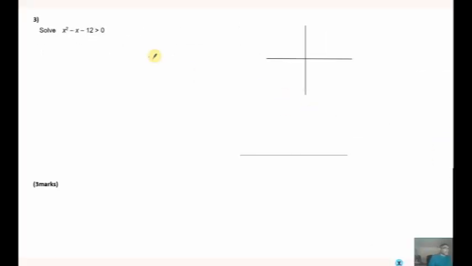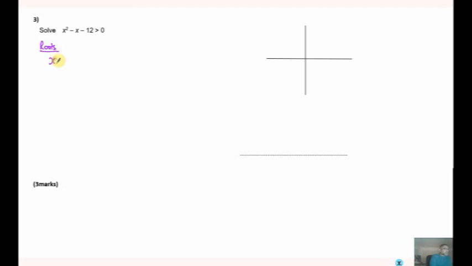Okay, so the next thing we're going to be looking at is solving a quadratic inequality. Notice this is just like a quadratic equation, but instead of an equal sign, you've got either a greater than or a less than sign. In this case, the expression is greater than 0. So to solve this, our first step is pretty similar to solving a quadratic. We need to find the roots of the equation.